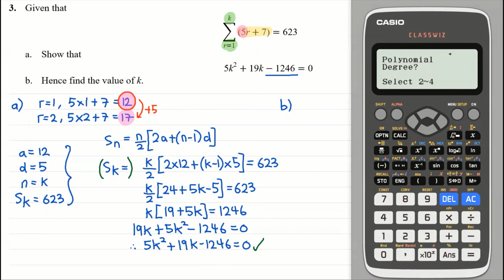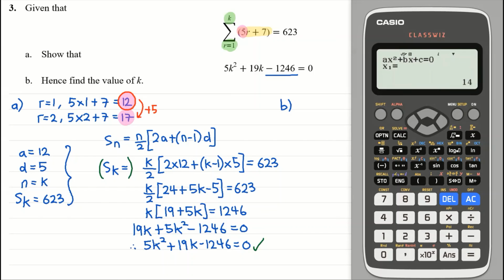Solving a polynomial, degree 2, it's a quadratic. And we just plug in our a, b, and our c. So a is, of course, 5. Okay, our b is 19. And our c is negative 1246. Okay, there we go. Right, so we have two results.